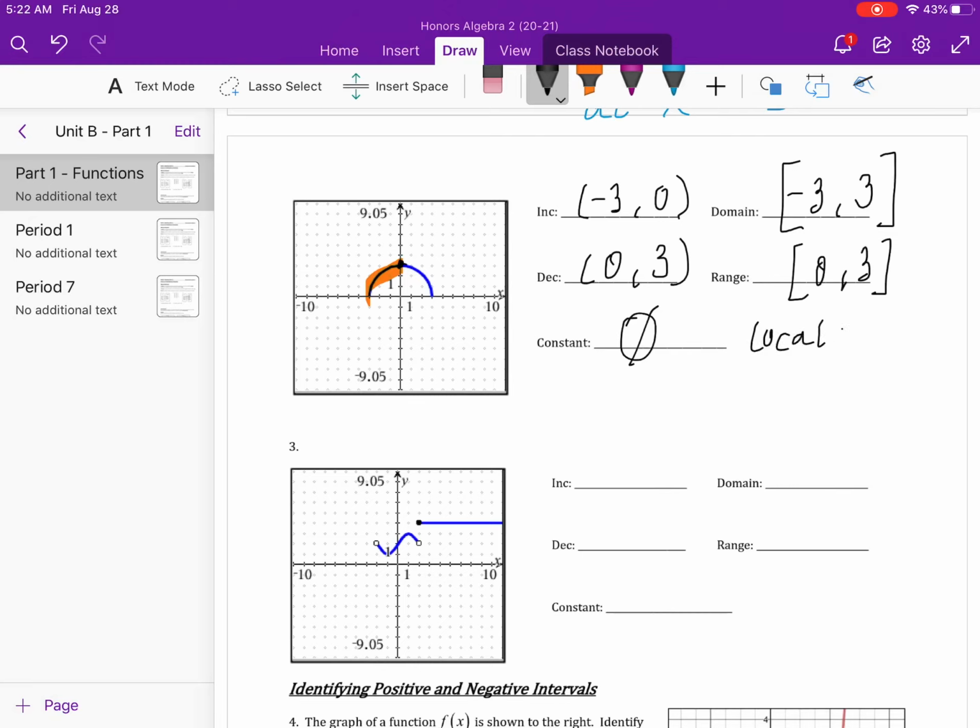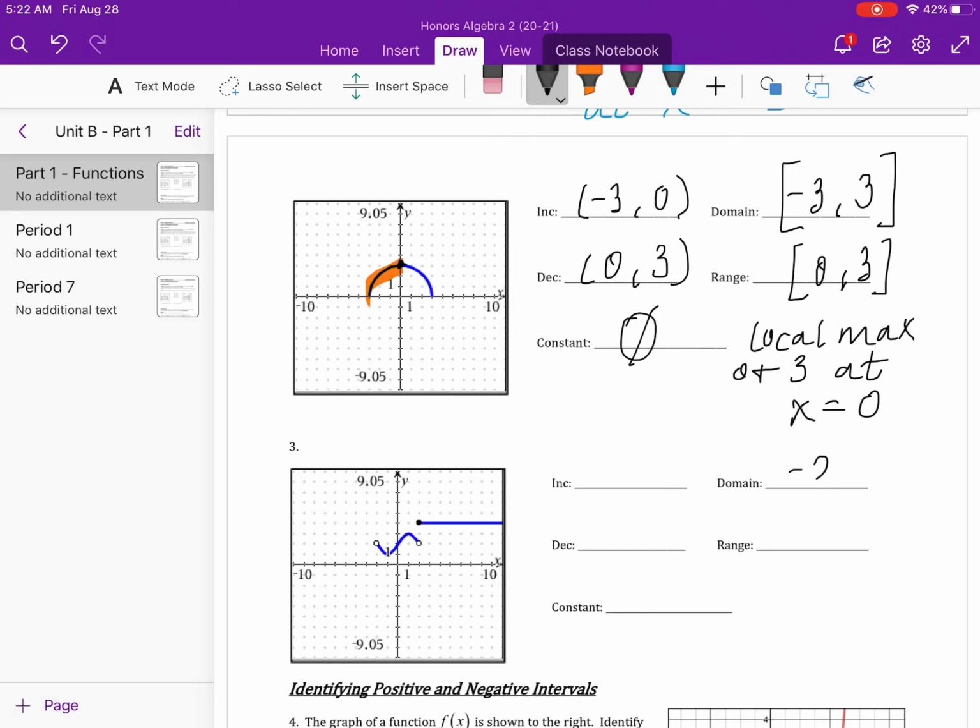There is only a local maximum. So we will say local max of 3 at x equals 0. So not too bad. All right, and then our final example.